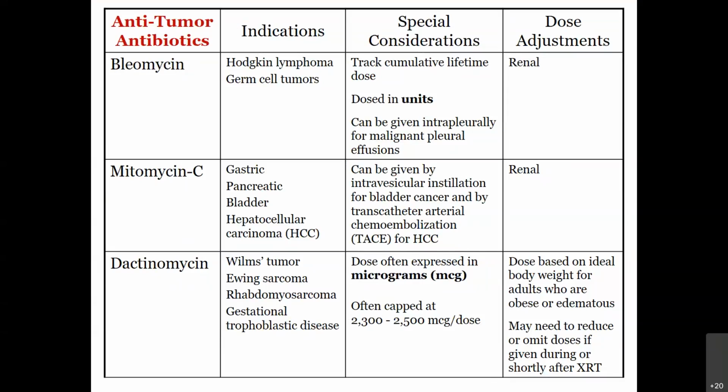And then another thing to be aware of is that you may need to either reduce or omit doses of dactinomycin if this is given during or shortly after radiation, because this med can potentiate the effects of radiation and lead to more severe toxicities.